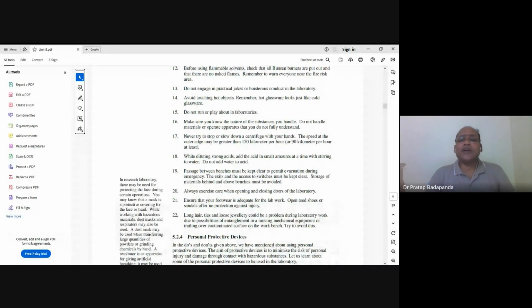Okay, avoid touching hot objects. Remember, hot glass looks just like cold glassware. You don't know if your test tube is actually hot, because a hot test tube looks like a normal test tube. So don't try to touch it. That's why I told you to always hold the test tube using test tube holders. So many things are there, you have to go through this. Another thing is long hair and ties.